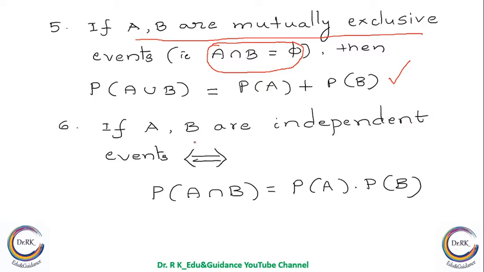Next is independent events. What is the condition to say two events are independent? If A and B are independent events, then P of A intersection B equals P of A into P of B. This is the probability of the joint event, P of A and B, being equal to the product of the probabilities of the separate events. Then they are called independent. This condition holds if and only if A and B are independent events. For any two events, if the condition holds, then we call them independent events. These are a few important points we need to remember always as we move forward with probability.